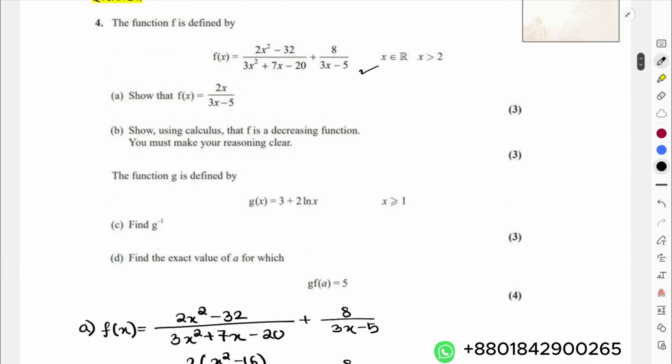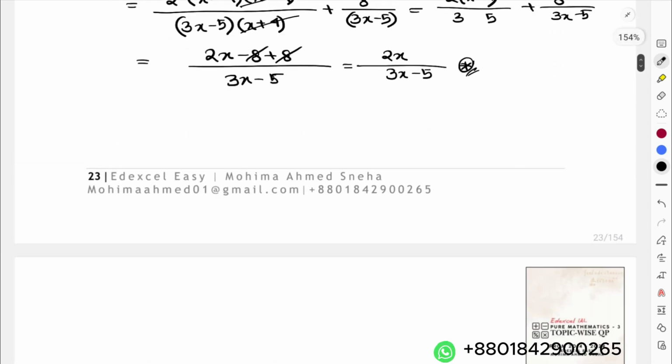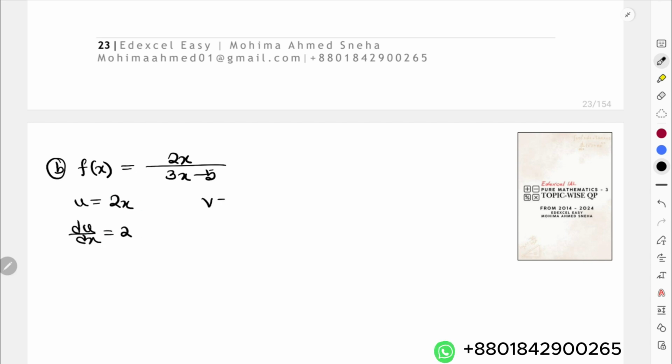And after this, they are saying to show using calculus that f is a decreasing function. You must make your reason clear over here. To check if it's a decreasing function or not, I have to differentiate this. For that I can understand I have to use the quotient rule this time. So for part B, where f(x) is now 2x over 3x minus 5, u is 2x, so your du by dx becomes 2, and v is 3x minus 5, so your dv by dx is actually just 3.